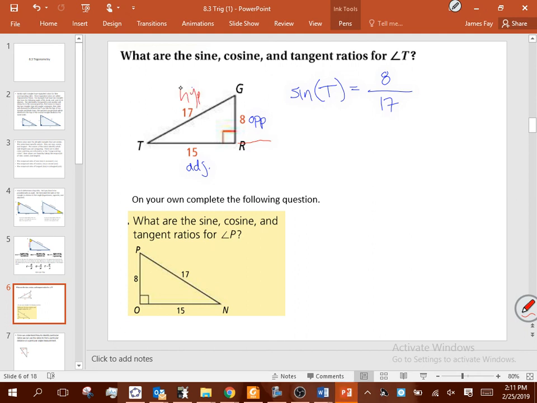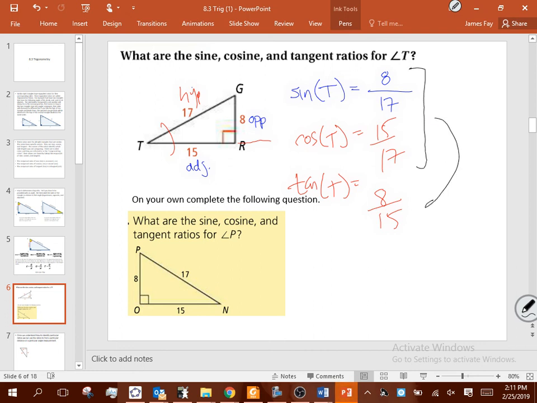Can I find cosine? Yeah. Cosine we said was adjacent divided by hypotenuse, right? So it would be 15 over 17. And then tangent of T, what did we say tangent was? Opposite over adjacent, right? I didn't talk about this with the other class, but this is an interesting feature, and it's one that we use quite a bit later on. Does anybody know what I can do with those two numbers to get that one?